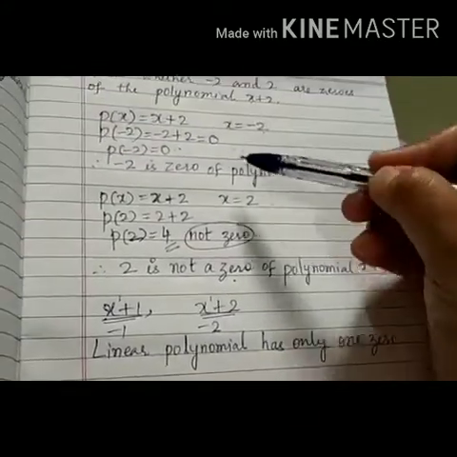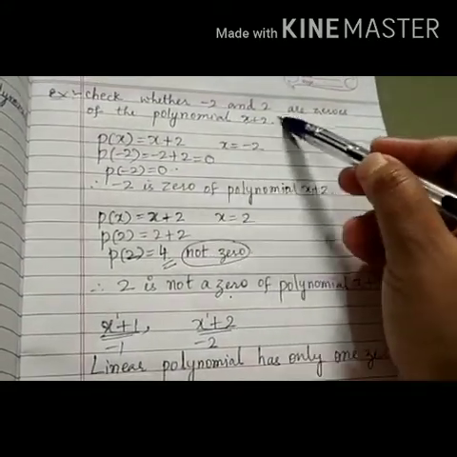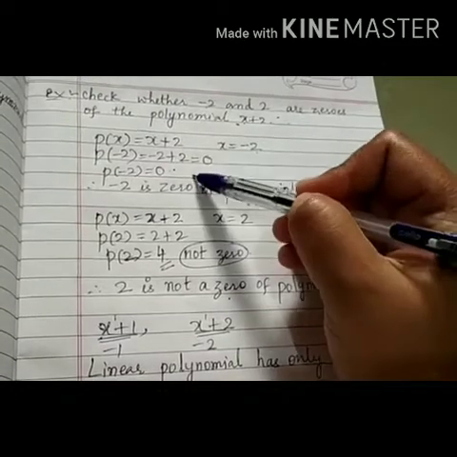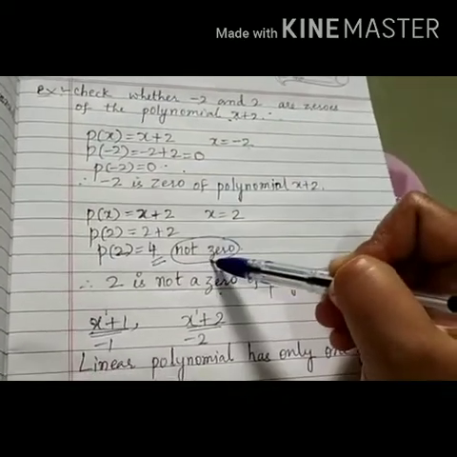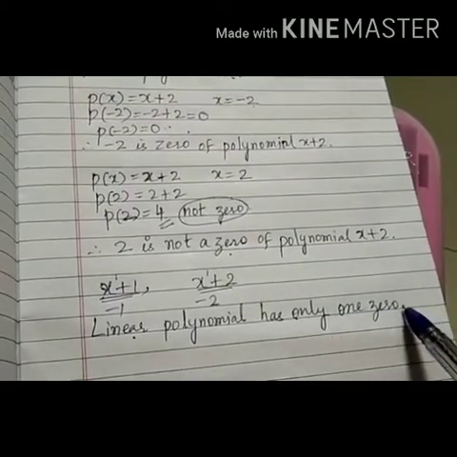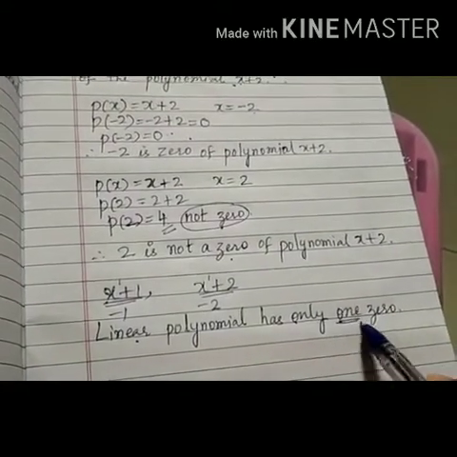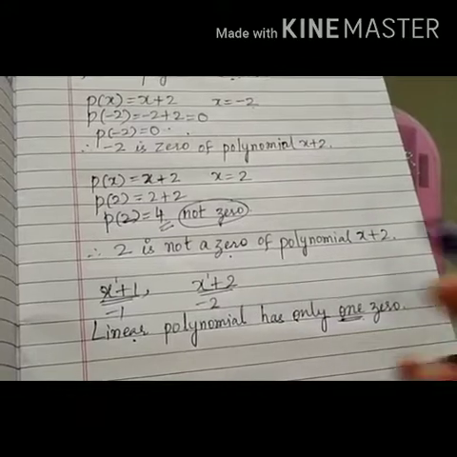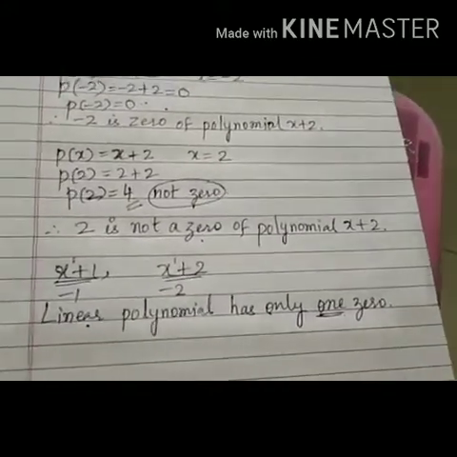So you see here in this example only minus 2 and 2 values are given, but for only one value it is 0, for other value it is not 0. That means a linear polynomial has only 1 0. It can be any number depending on what kind of linear polynomial that is.